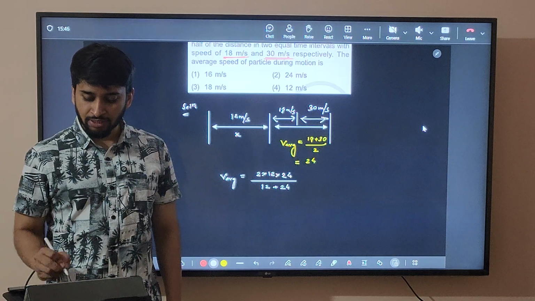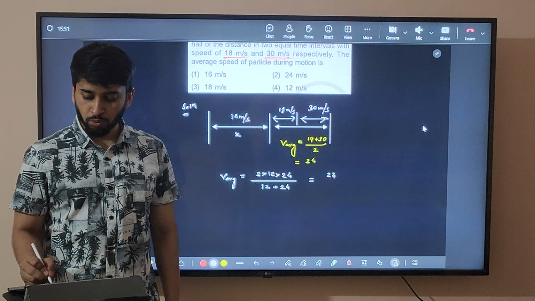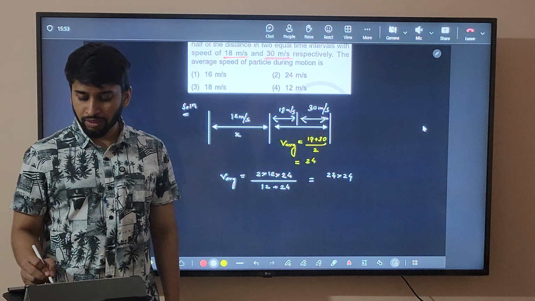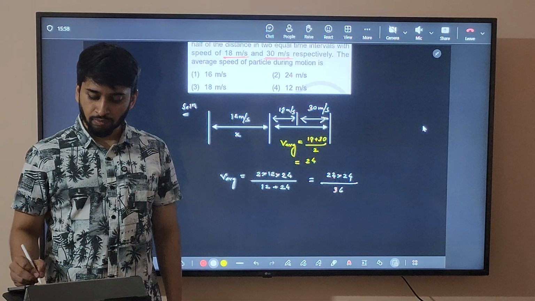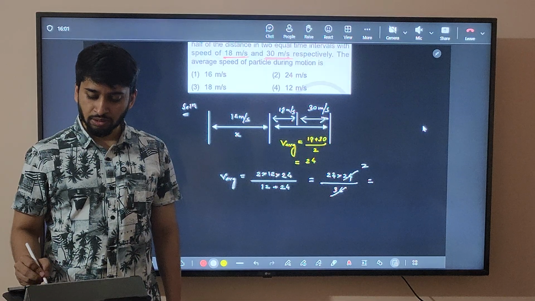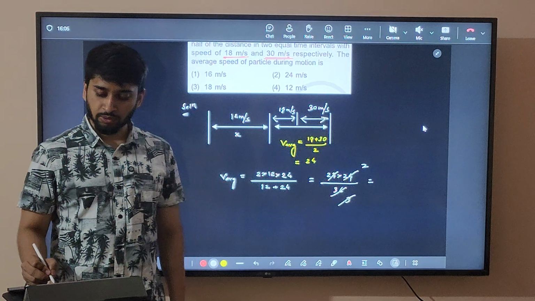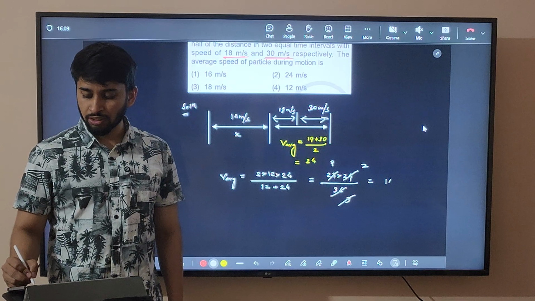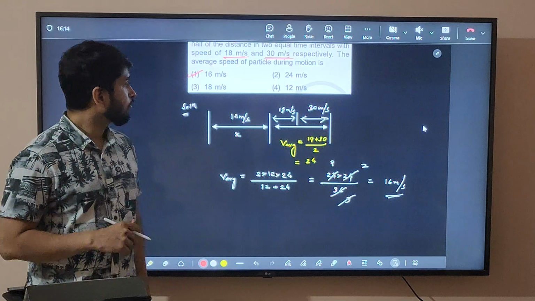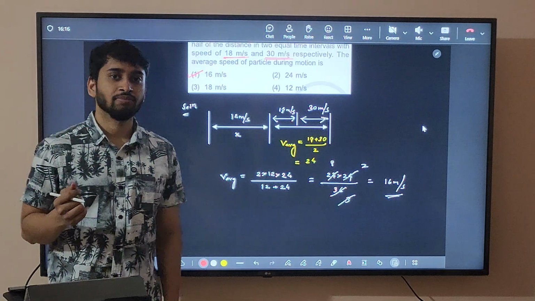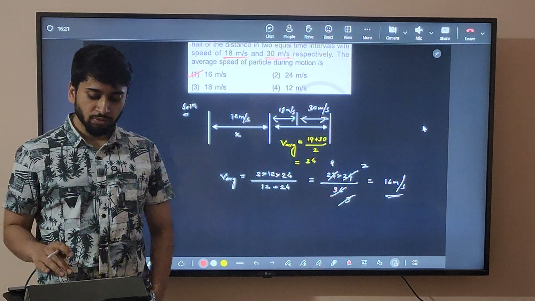Now let us simplify this. So this becomes 24 into 24 whole divided by 12 plus 24, which is 36. Now 12 is 2 times 3 times 8, 3s cancel, so it becomes 8, 8 here. So it becomes 16 meter per second, right? So the answer here will be the first option, which is 16 meter per second, right? Great. I hope things are clear till here. We'll go for the next one then.